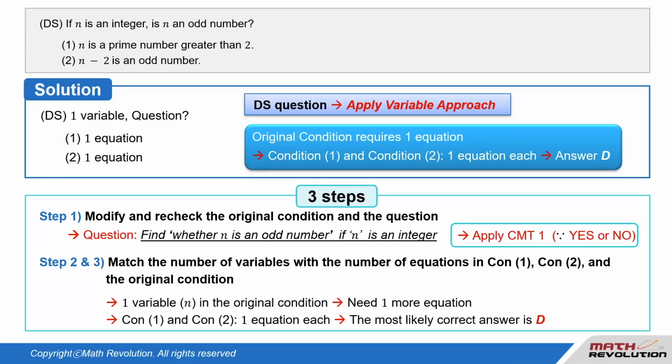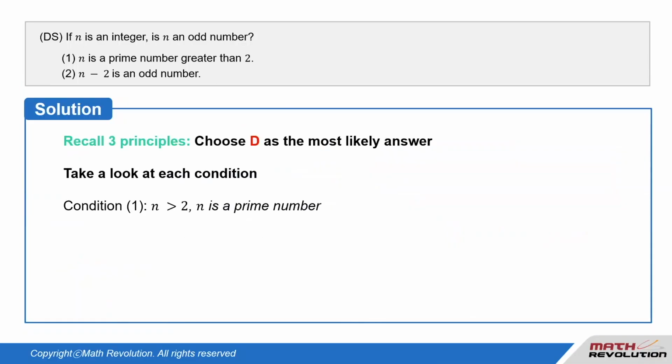From the original condition, we have one variable, n. To match the number of variables with the number of equations, we need one more equation. Since conditions 1 and 2 will provide one equation each, D is 60% likely to be the answer. Recall the 3 principles and choose D as the most likely answer. Let's take a look at each condition.